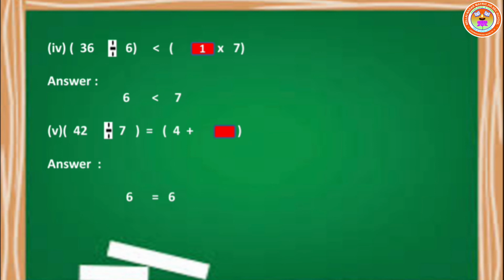See the fifth problem. 42 divided by 7 is equal to 4 plus that empty box. What is 42 divided by 7? 7 sixes are 42. Then what is added with 4? We will get 6, 2. Then only we can make these two expressions equal. Is it clear, students? Very simple problem.